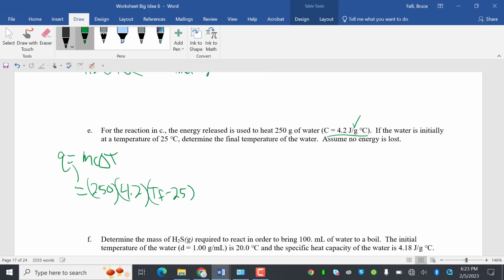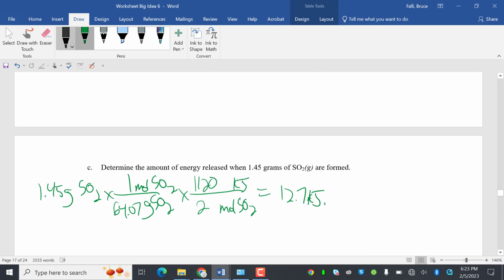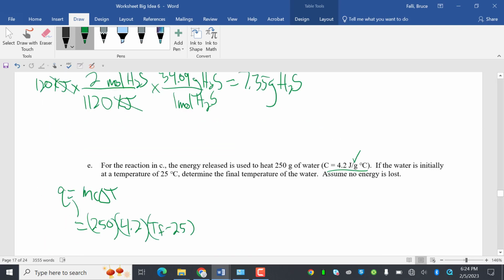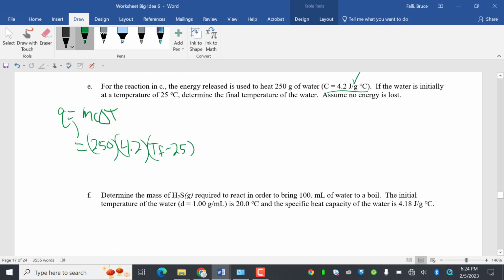And then C was the amount of kilojoules we used. So where's C? Oops, I shot right by it. 12.7 kilojoules, which is going to be 12,700 joules. So there's that stinking unit thing that gets in our way again. So let's solve for T sub F minus 25: 12,700 divided by 250 divided by 4.2. So I have 12.09 equals T sub F minus 25.